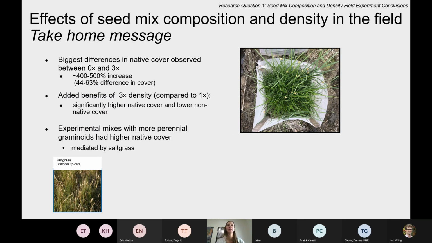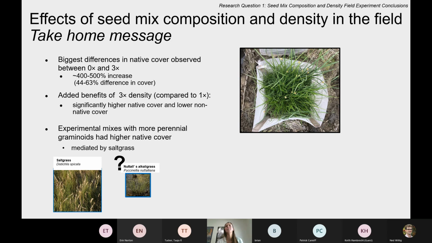To wrap up this experiment for everyone, what did we learn? We saw the biggest differences in native cover between the 0x and 3x densities. We also saw added benefits of the 3x density when compared to the base rate, the 1x, and that was associated with significantly higher native cover and lower non-native cover. We found in terms of mix that the mixes with more perennial graminoids had higher native cover, and that was mediated by saltgrass.